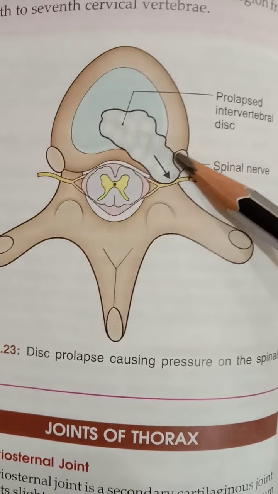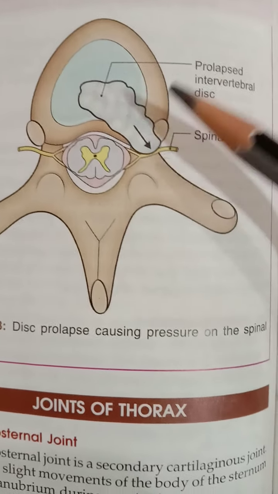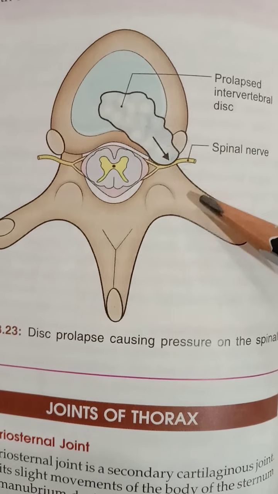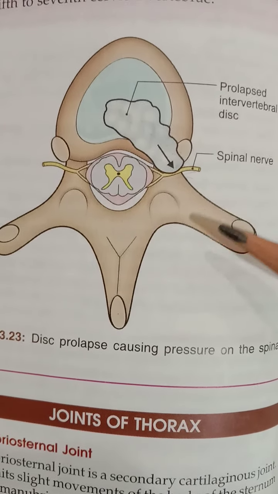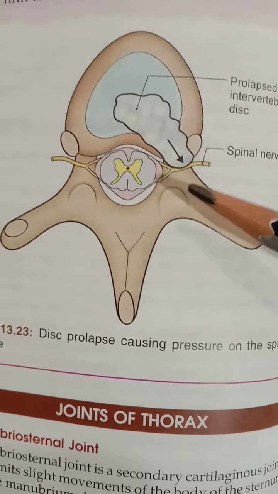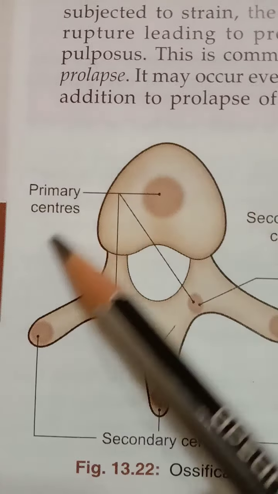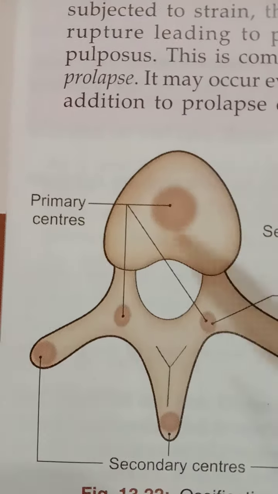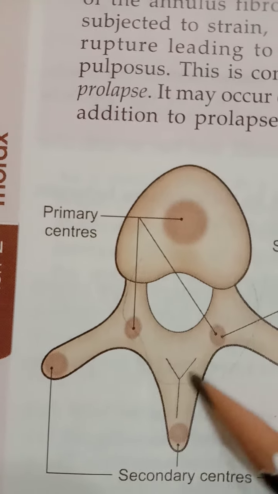The motor effect with loss of power and the reflexes may follow. Disc prolapse occurs most frequently in the lower lumbar region and in the cervical region, and it is common in the lower cervical region from the 5th to 7th cervical vertebra. Then the clinical point related to the vertebra: the failure of the fusion of the two halves of the neural arch, the right and the left.